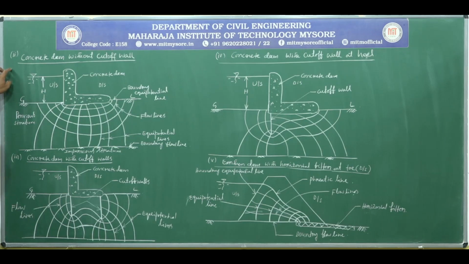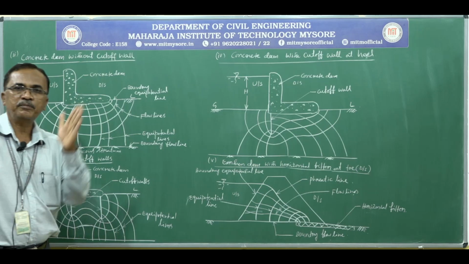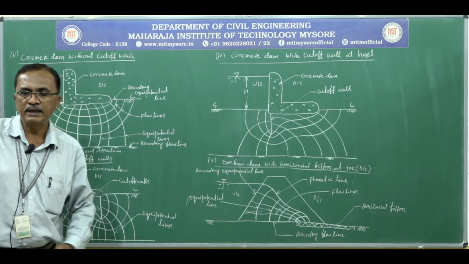The first figure here shows a concrete dam without a cut-off wall. So there is no obstruction below the base of the dam for the flow of water. Hence there is no cut-off. Cut-off means to cut the movement of water. We provide a wall, and it is called a cut-off wall.